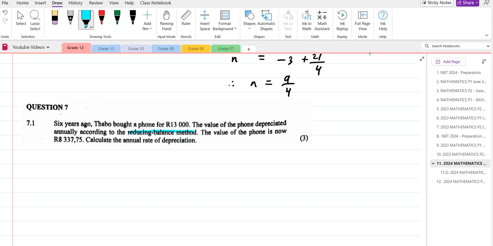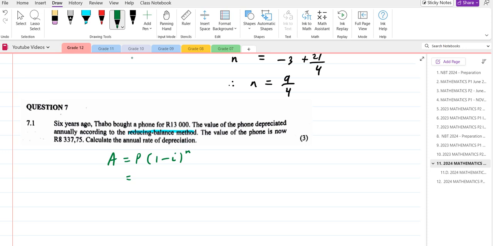Right, the value of the phone is now 8,337.75. Calculate the annual rate of depreciation. So we have a formula, A equals P into 1 minus i to the power n. So what's A? 6 years ago, Thabo bought a phone for 13,000. So we already know the value of n, which is 6. He bought the phone for 13,000.